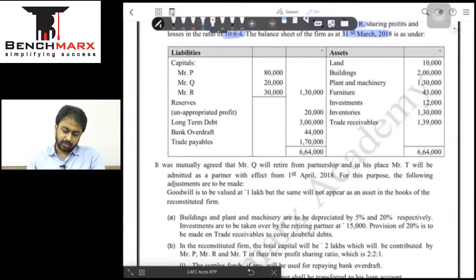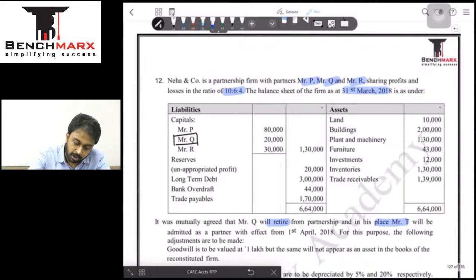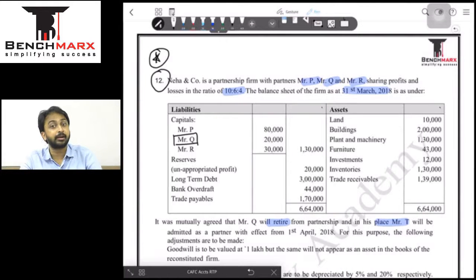It was mutually agreed that Mr. Q will retire. So it's a question on retirement. So Q is going out. The guy in the middle, he is retiring. And in his place T is being admitted. So it's a question of retirement and admission. We can mark this question as important because it is admission and retirement combined.